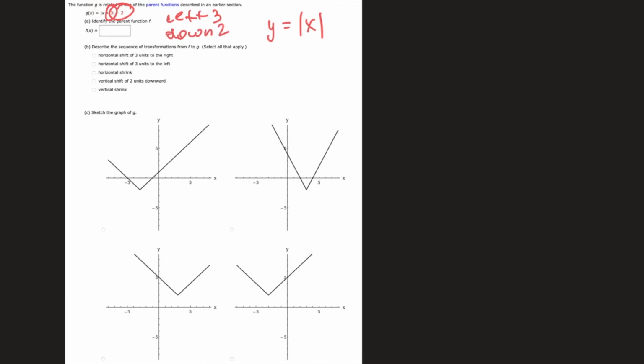So looking at the answer choices, I have horizontal shift 3 units to the left. That is one of the possibilities. And then 2 units down, which is a vertical shift of 2 units down. There's no shrink because there is no number in front of the absolute value that multiplies this function. So taking a look at the graphs, we know that absolute value is a V, and from its original direction, it's going to go left 3 and down 2, which looks like this graph.